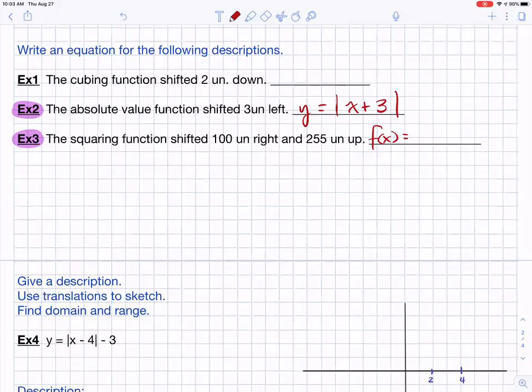100 units right. Is that going to go on the inside, or is that going to go on the outside? Inside, okay? So tell me, somebody, let's see here. I'm just going to pick on some Zoom people because I don't ever get to hear you guys.